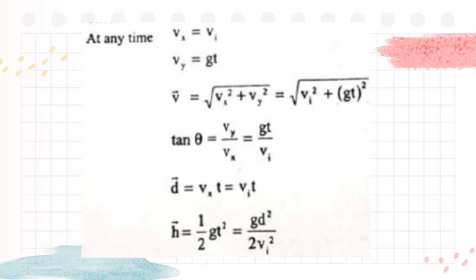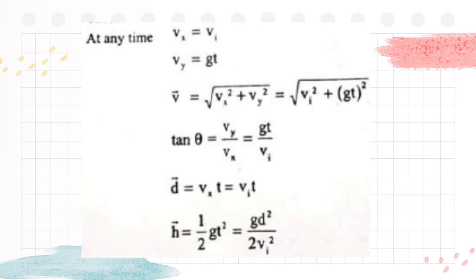The formula for the horizontal displacement is horizontal component times time, or horizontal displacement is equal to initial velocity times time. Lastly, the vertical displacement can be computed by 1/2 times acceleration due to gravity times time raised to 2, or vertical displacement is equal to acceleration due to gravity times distance raised to 2 all over 2 times initial velocity raised to 2.